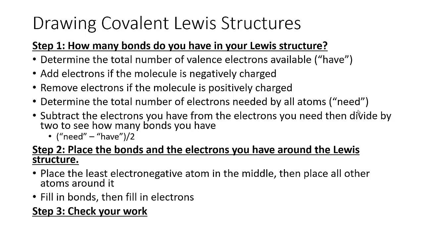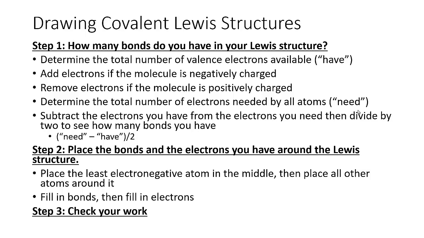Go ahead and pause the video and write these down, and then we can talk about them. So step 1 is just trying to teach you how many bonds you have in your Lewis structure. If you do this step-by-step process, you'll be able to calculate how many bonds you have. So you first determine the number of valence electrons you have, and then if the molecule is negatively charged, you add electrons. If the molecule is positively charged, you remove electrons, and then you determine the total number of electrons needed by all the atoms in your molecule. If you then take needs minus haves divided by 2, that'll tell you how many bonds you have in your Lewis structure.